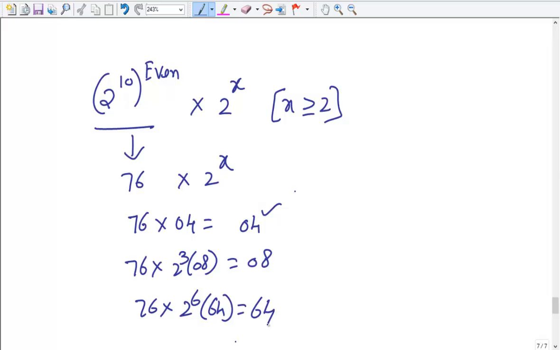So you can easily say that when 2 power 10 whole power even is multiplied by a number that is 2 power x, where x is greater than or equal to 2, we can say the last two digits are the same as the last two digits of 2 power x. This is quite simple.